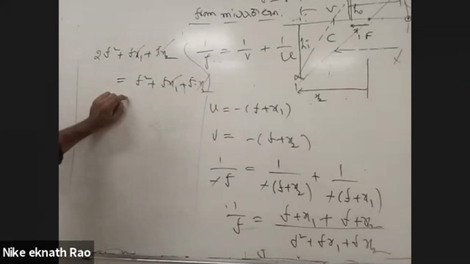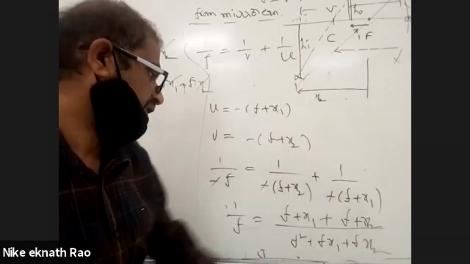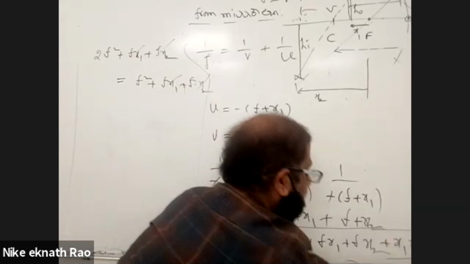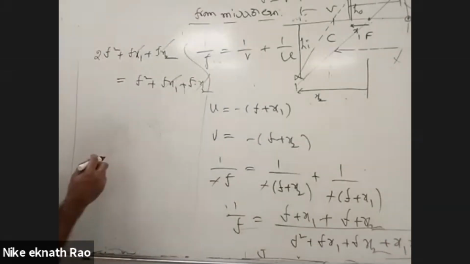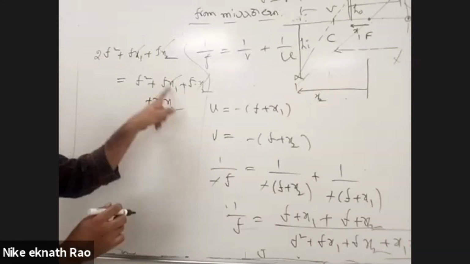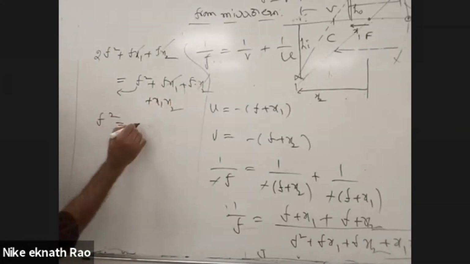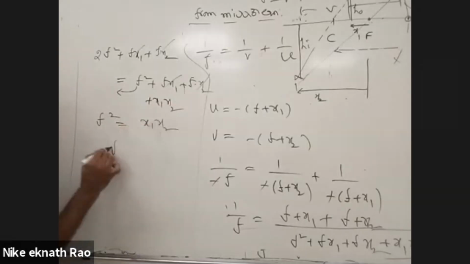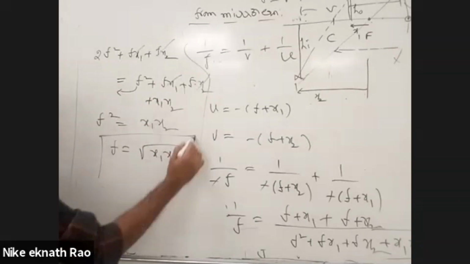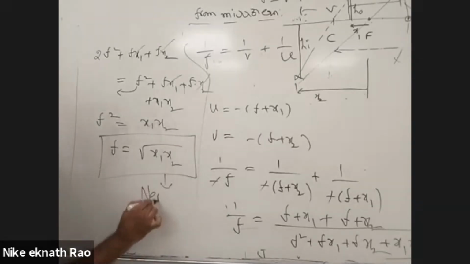We have x1 x2 included. Where will we have x1 x2? In the denominator. So this will be plus x1 x2. You can cancel this term on the other side. Take the right hand side: f square is x1 x2. So what is the f value now? Root x1 x2. This formula we call Newton's formula.